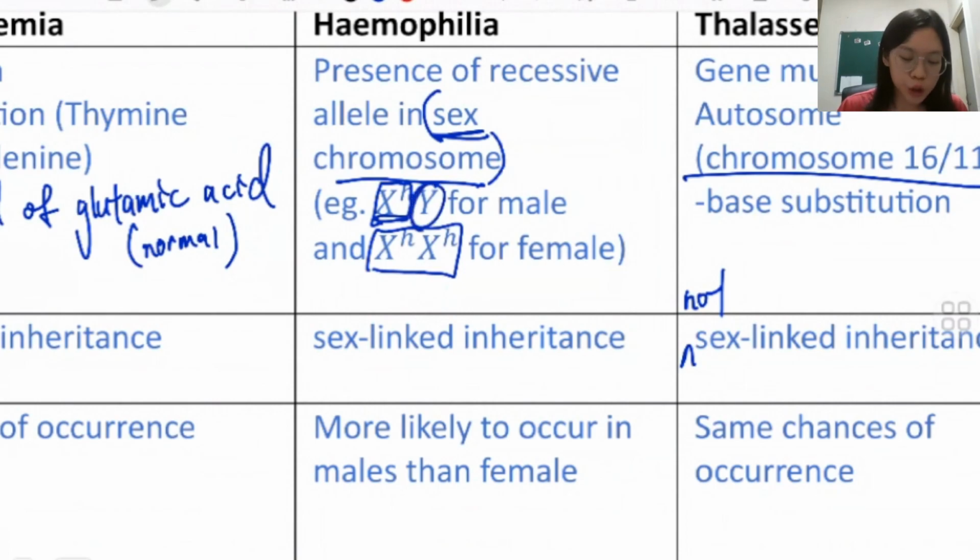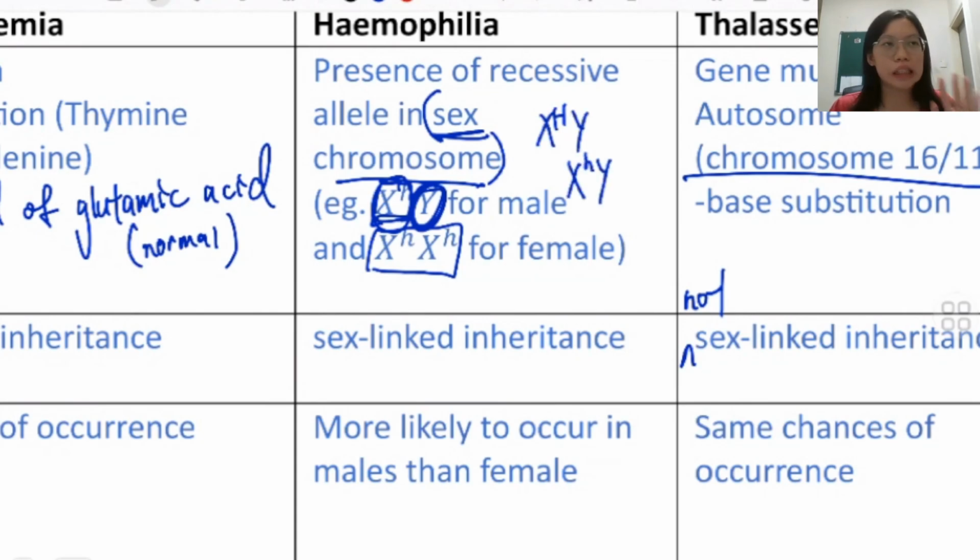Because male, right, surely got one sex chromosome which will be Y, because the Y chromosome is the one that determines that person is a male. So the other sex chromosome really depends on this one and only, whether it has X capital H or X small h. So it is impossible for male to be a carrier. But for female, you can be a carrier. You can have one recessive and one dominant, but you may not show the symptoms. So you become a carrier in the end.